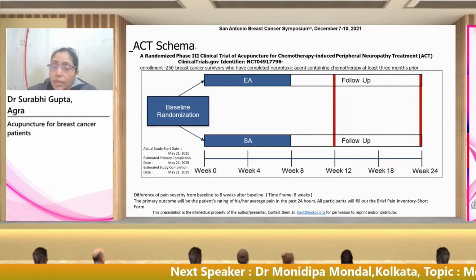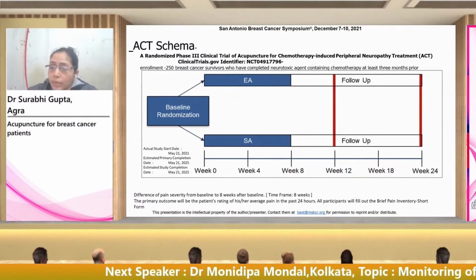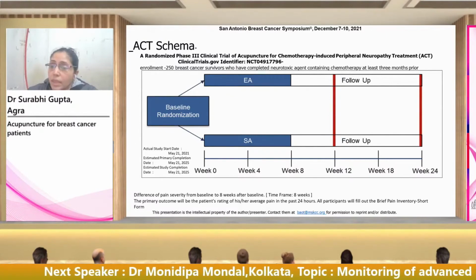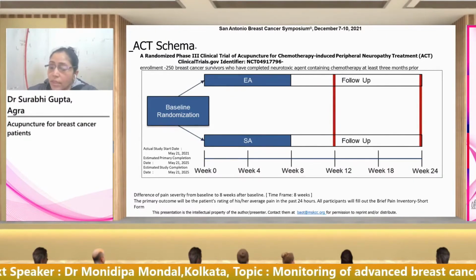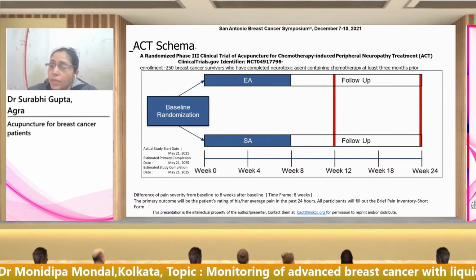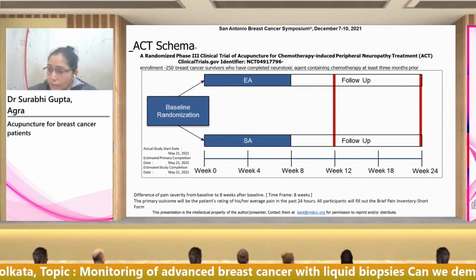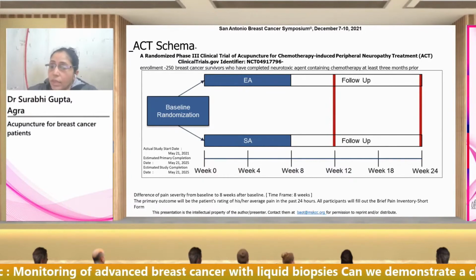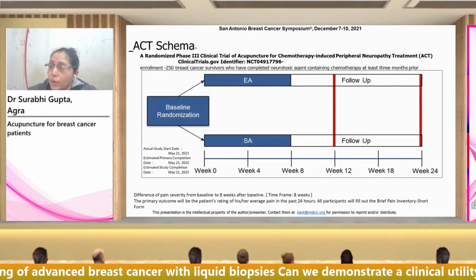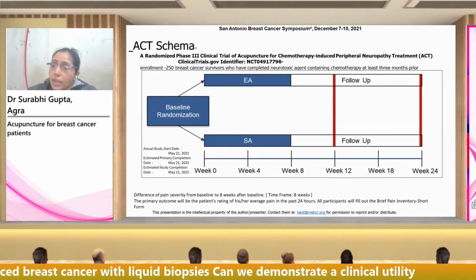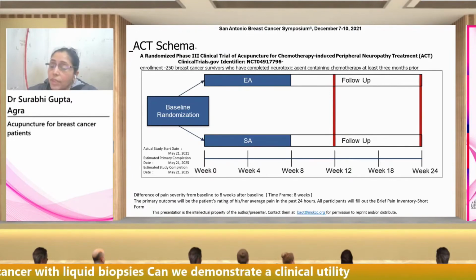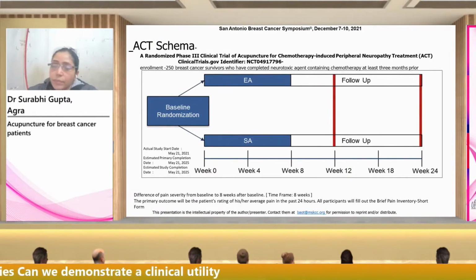Randomization will be done in 2 arms. The first arm is electroacupuncture and the other is sham acupuncture. In both of these arms, patients will receive 10 sittings of the intervention. Within the first weeks, they will receive it twice weekly. After that, up to the 8th week, they will receive it once weekly. So that makes a total of 10 sittings in each arm.